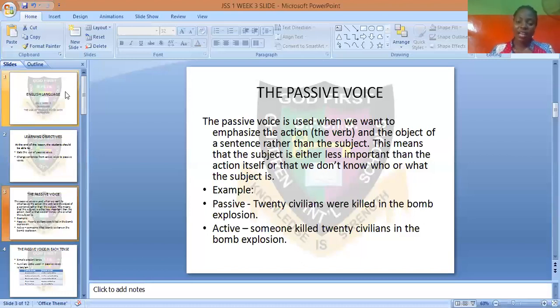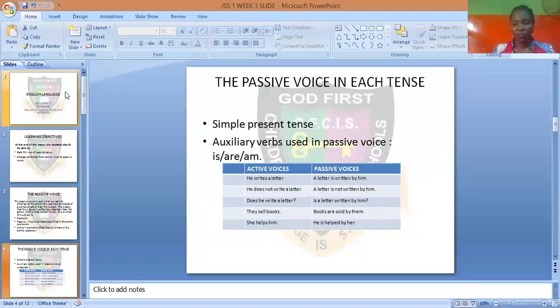A sentence in the active voice now: someone killed 20 civilians in the bomb explosion. Also, let's look at the passive voice in different tenses. The first is the simple present tense, and the auxiliary verbs used in the passive voice here are is, am, and are. Here are some examples of that. He writes a letter; a letter is written by him. He does not write a letter; a letter is not written by him.